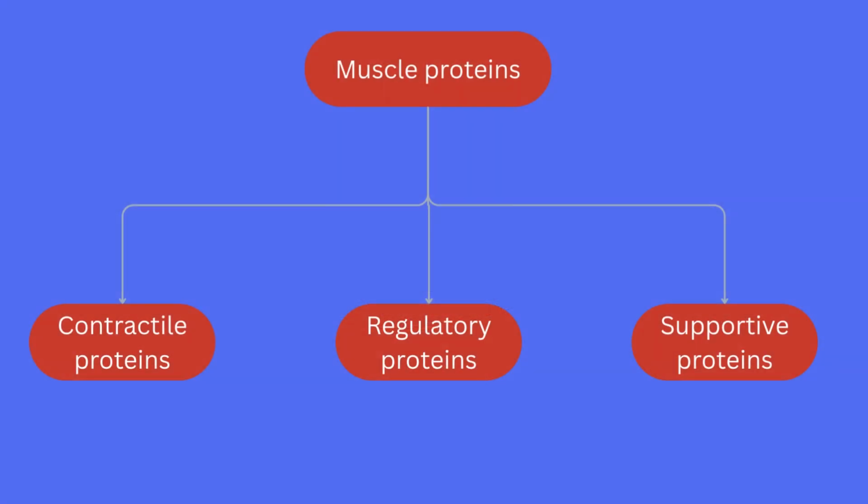Muscles are densely packed with specialized proteins and each plays a distinct role. We can categorize the proteins in the muscle into three main groups. First, the contractile proteins. These are the ones directly involved in the actual contraction process. Second, the regulatory proteins, which tightly control the contraction. And third, supportive proteins, which provide structure, elasticity, and hold the contractile and regulatory proteins in their place.